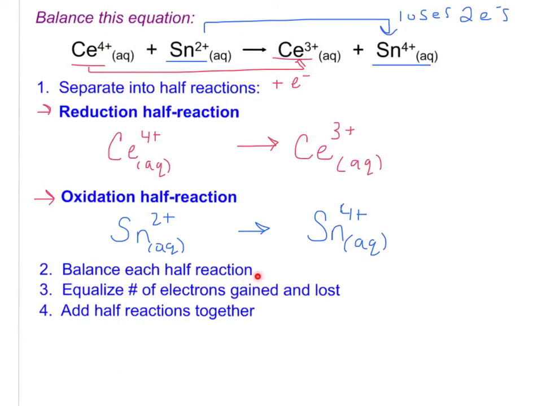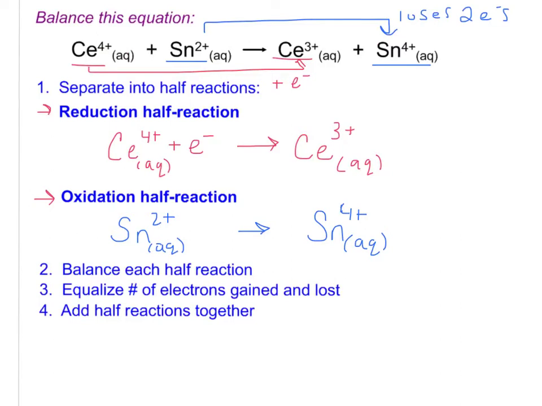All right, now we need next to balance each of these half reactions. In order to balance them, we need to look at electrons. Look at this half reaction. Cerium is going from a 4+ charge to a 3+ charge. It is gaining an electron, and we need to account for that. We need to write that into the half reaction. So cerium 4+ gains an electron, and that becomes cerium 3+.